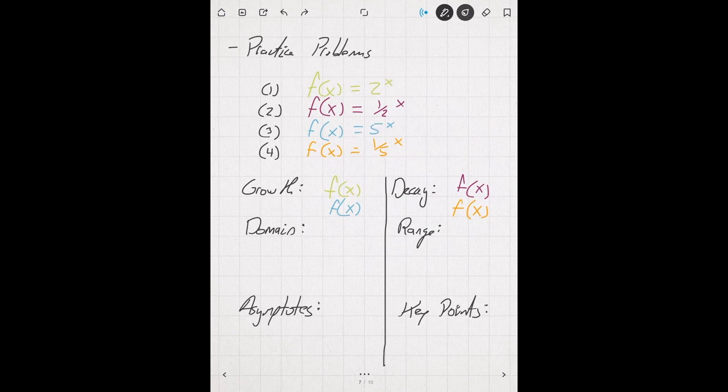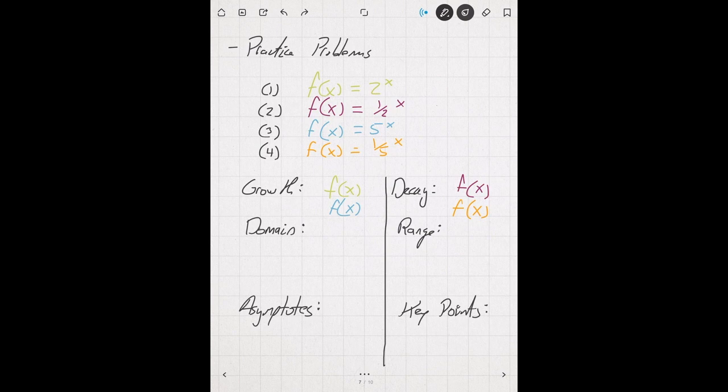Now the decay occurred when the number I'm taking the exponent of was between 0 and 1. So the fraction 1/2 and 1/5, those are going to be exponential decay. As x increases, they're going to be decreasing the function values.